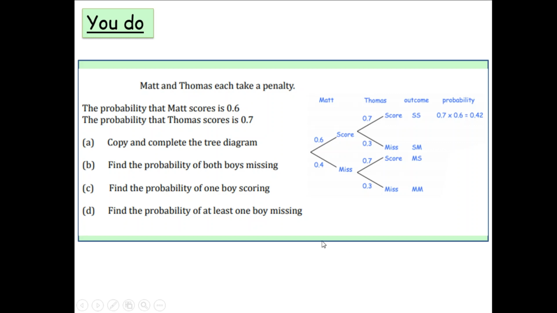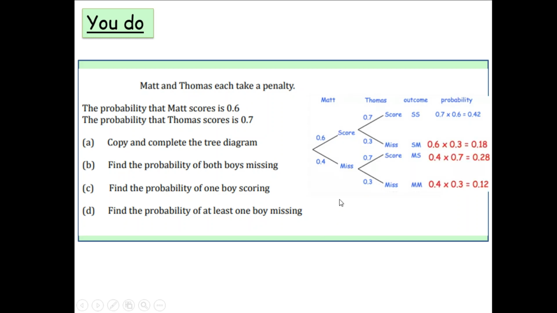Okay, the answers that you should have got are as follows. For the probability for Matt to score and Thomas to miss, you do 0.6 times by 0.3, you get 0.18. Matt to miss, Thomas to score, 0.4 times by 0.7, you get 0.28. Matt to miss and Thomas to miss, 0.4 times by 0.3, and you get 0.12.